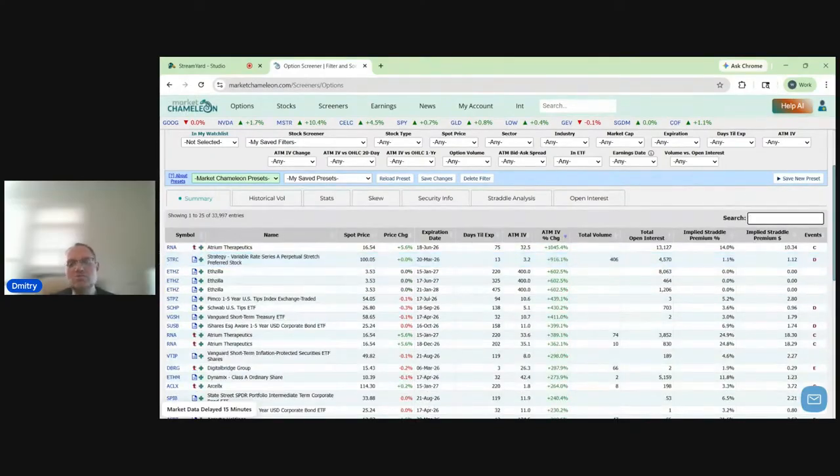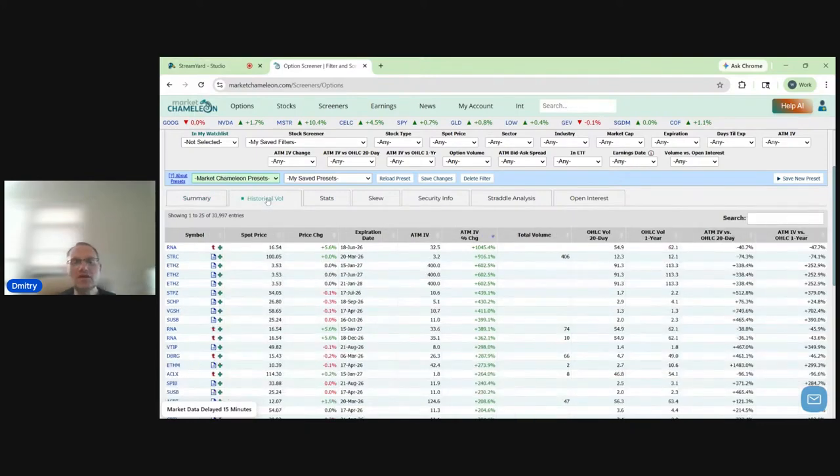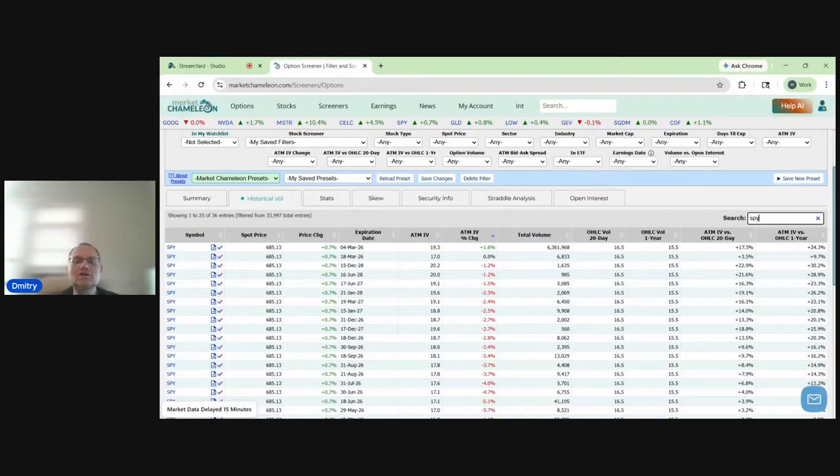And for that expiration, we're going to look at the implied volatility for that expiration using the at-the-money implied vol. And we want to compare that volatility to a historical volatility, how the stock moved historically, to see, is the implied volatility higher or lower, and by how much. So we're going to switch our tab here, and we're going to go to historical vol. And here, to make it easier, let's put in SPY.